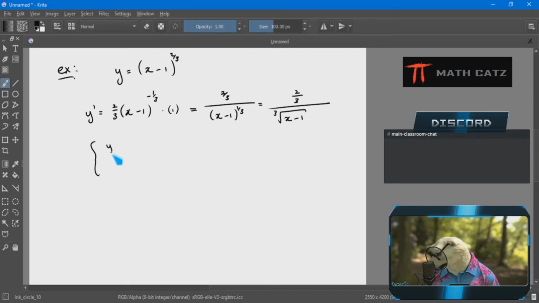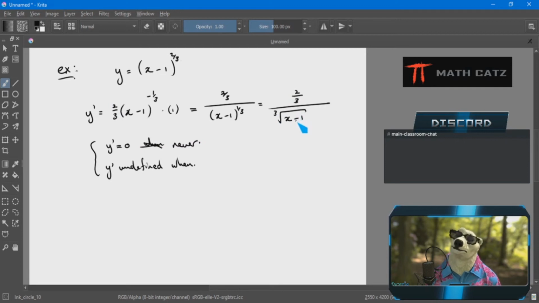There are two things that I want to check. I want to check when is the derivative equal to 0 and when is the derivative undefined. Always going to be those two things, no more, no less. And the more we see them, the easier they will get. So I see that in my numerator, I only have 2/3. There are no x's, and only the numerator can make the function 0. So that's going to be a never. I do see I have something in my denominator. When x is equal to 1, I will get a 0, making the whole thing undefined.